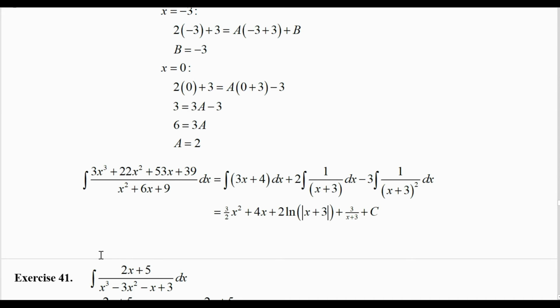Okay, maybe you should try this one yourself here. Let's try 41 on your own. Press pause and come back when you're ready.